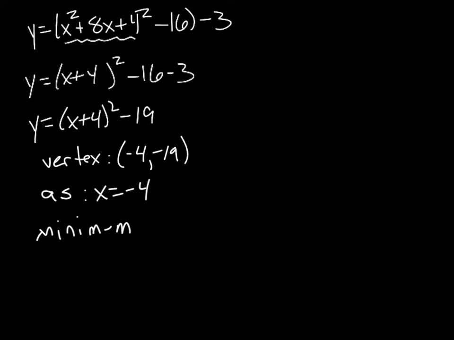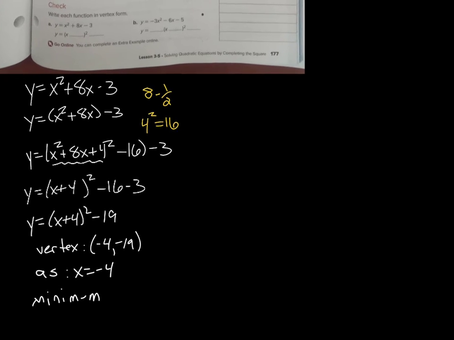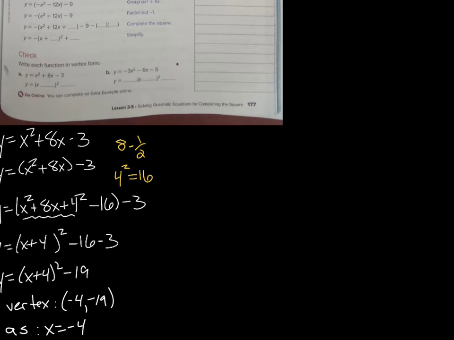If it was negative A, it would be a maximum, because then it's upside down. So far, so good? All right. We're going to do 2 more examples, and then we're going to talk about some things.